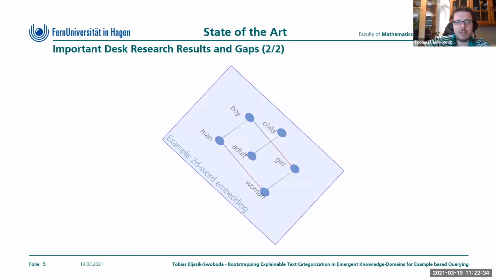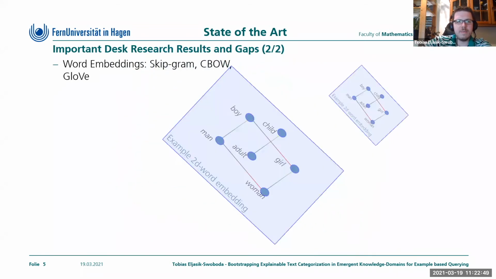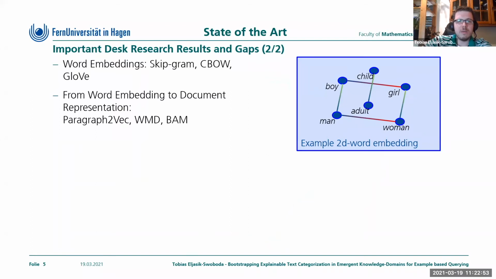Other findings are, of course, a whole world of word embeddings, where different words get coordinates, and the offset between the coordinates encodes some kind of meaning. So what we see here is a gender and an age offset. Popular algorithms for this are skipgram, CBOW, and GloVe. Also, one has to form something that goes from an embedding to a document representation. One can, of course, do it with LSTM networks or something else that takes ordering into account. Other approaches are the paragraph2vec approach, the word mover's distance, or the basic additive model.